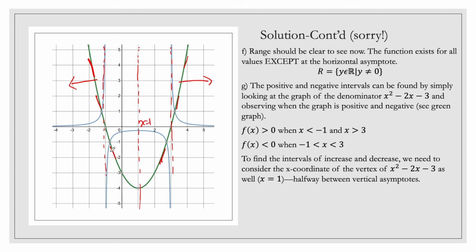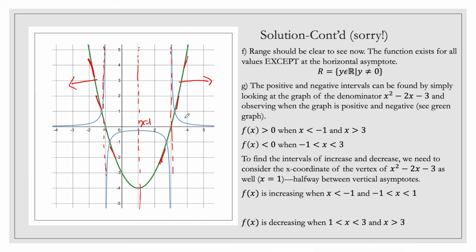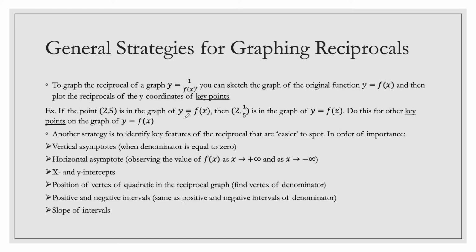So when the slope of the quadratic function was negative, the slope of the reciprocal function will be positive. And when the slope of the quadratic function was positive, the slope of the reciprocal function will be negative. So we state this as f(x) is increasing when x is less than -1, and when x is between -1 and 1, and f(x) is decreasing when x is between 1 and 3, and when x is greater than 3.